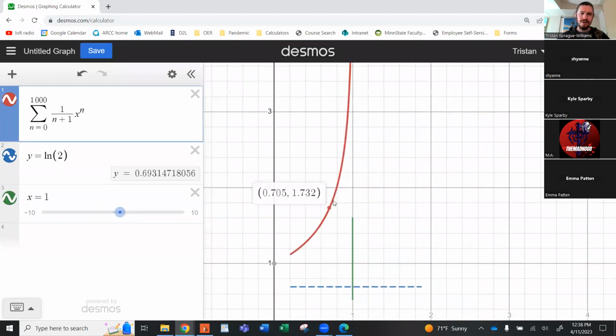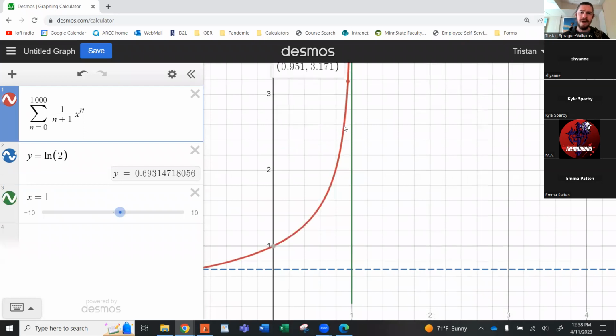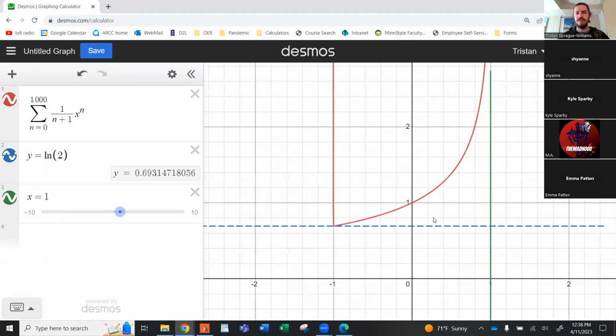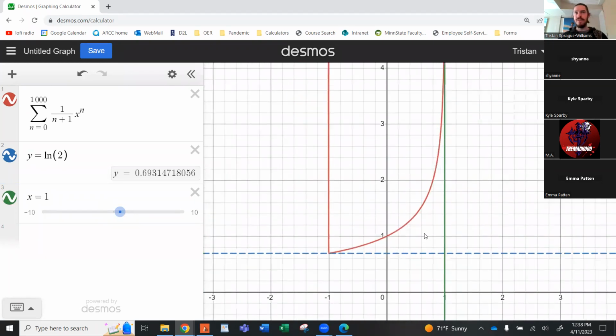On the other side of things, when we get to x equals 1, we have this very clear vertical asymptote where it's clearly diverging to infinity. So this over here is the harmonic series. This is the alternating harmonic series. And we have this sort of half open, half closed interval of convergence for that power series.